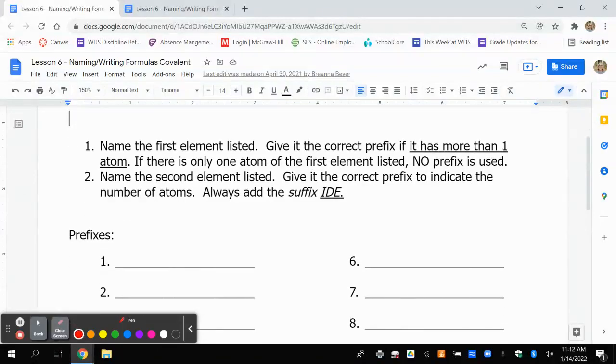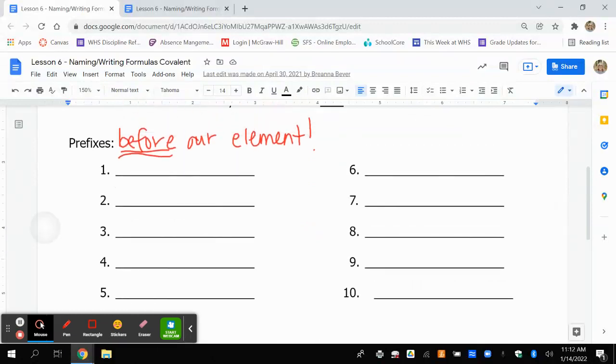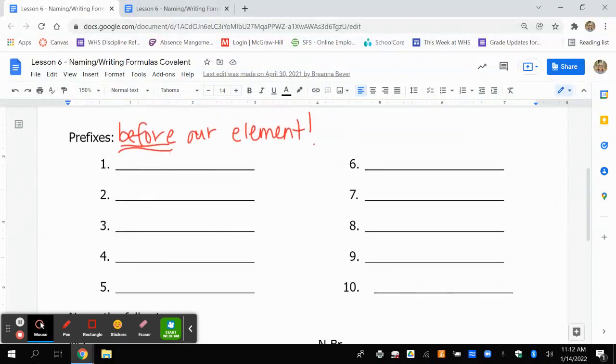So what is a prefix? A prefix comes before a word. So our prefixes are going to come before the element that we're trying to put it on, before our element. And we have 10 different prefixes to describe the number of atoms of each element.